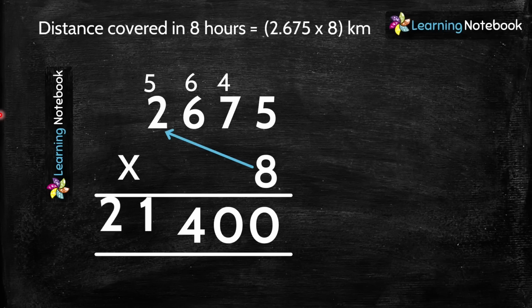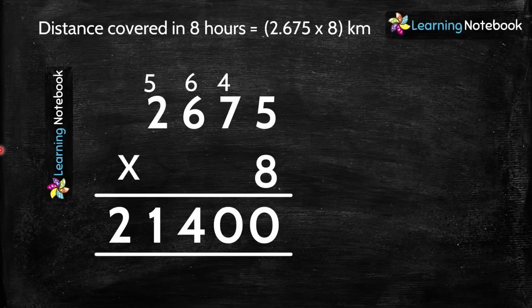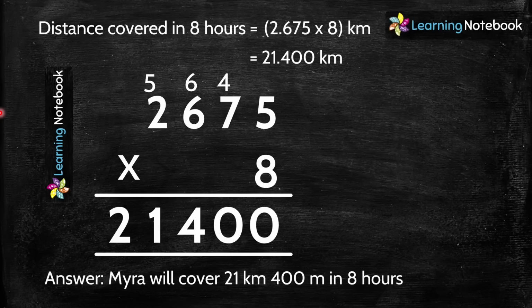And lastly, 8 into 2 equals 16 plus 5 equals 21. So the product is 21400. Now students, the given number has 3 decimal places. So the product will also have 3 decimal places. So the answer is 21.400 kilometers. Let's write the answer statement. Myra will cover 21 km 400 meters in 8 hours.